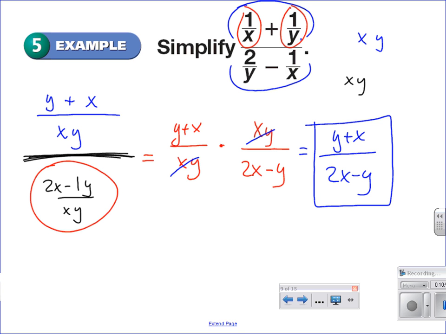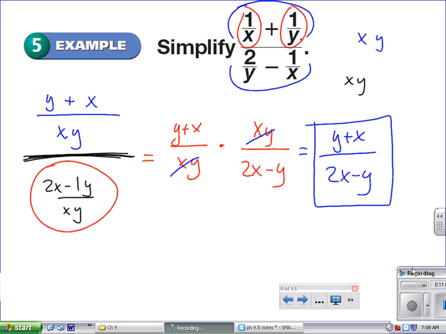Okay? So there are your 3 examples that you need. You need to be able to add, you need to be able to subtract, and you need to be able to simplify complex fractions. Again, these are all expressions. You notice there's no real x equals or y equals. We're not solving for anything or anything like that. All we're doing is taking expressions and simplifying them.